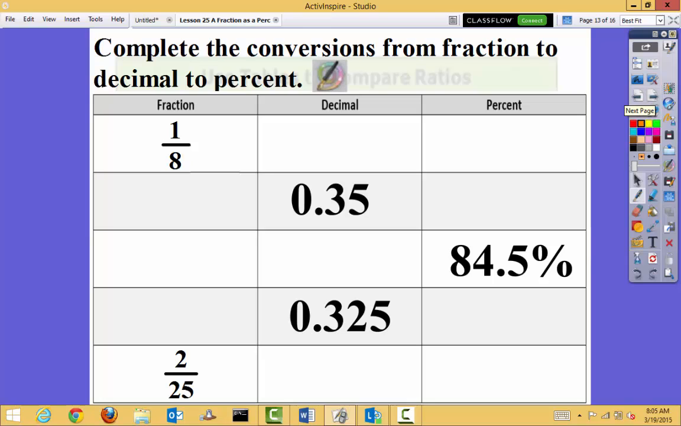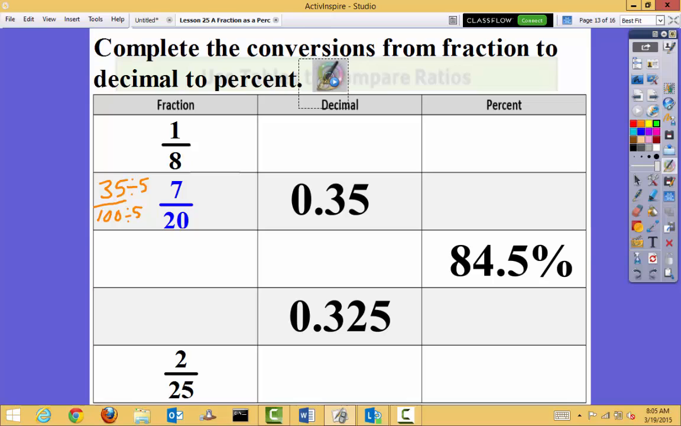Alright, so now let's look at this. Complete the conversions from percents to fractions and decimals. Well, I'm just going to do my fractions first. This is going to be 35 over 100, which will simplify by dividing by what? Dividing by 5.